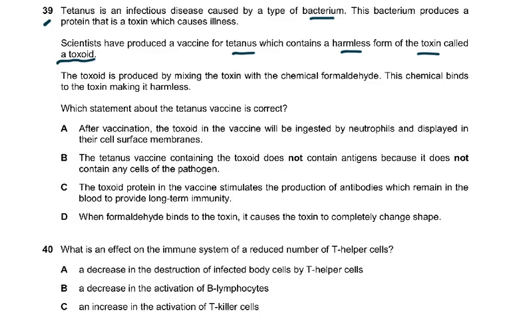You see, what you have to understand is that with tetanus, they're trying to make a vaccine. Vaccines mean you're trying to prevent people getting tetanus. So it has to be some sort of an antigen which stimulates the lymphocytes to be selected, cloned, and differentiated. So the answer has to be A. After vaccination, the toxoid of the vaccine will be ingested by neutrophils and displayed in their cell surface membranes, so that then the lymphocyte stimulation takes place. The B cells and the memory cells develop, so that the person will not develop the disease if he is exposed to this bacteria.